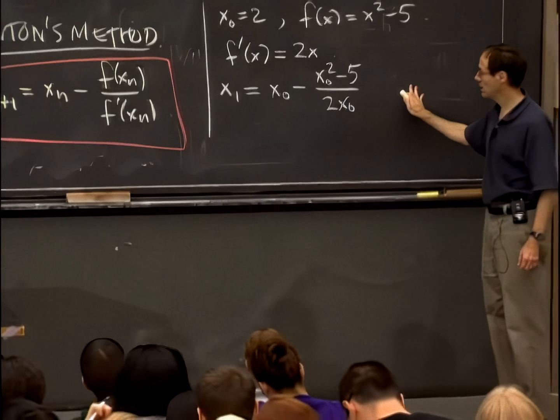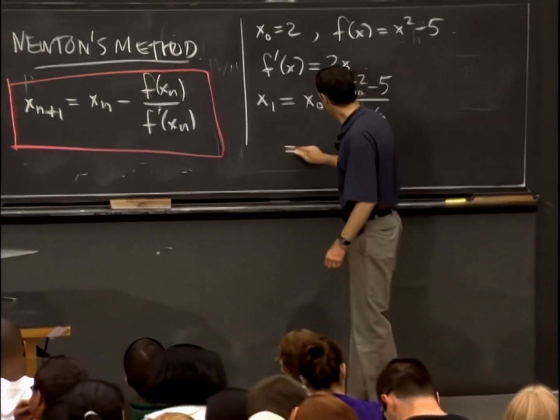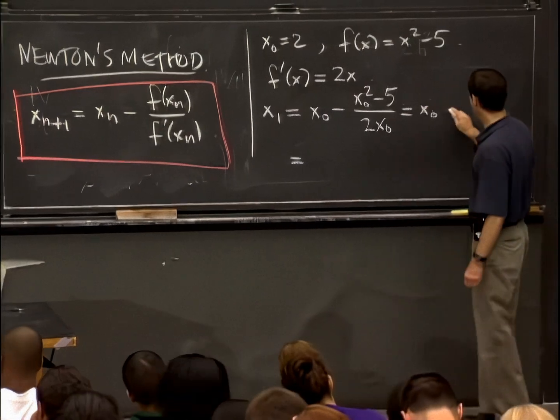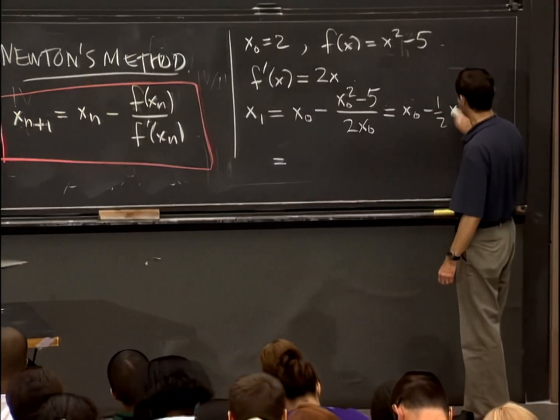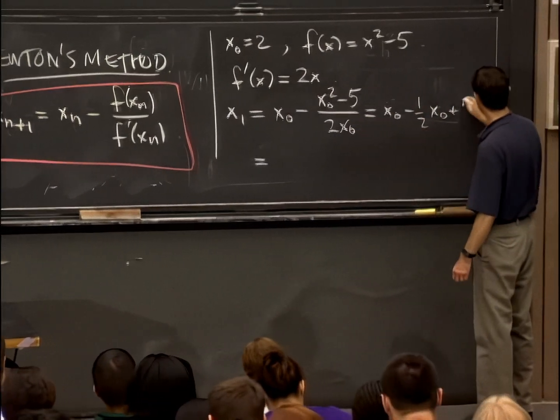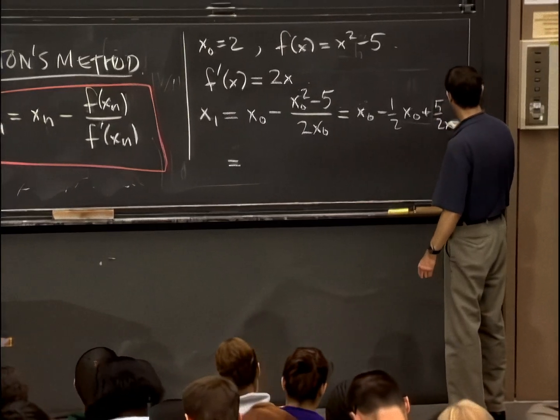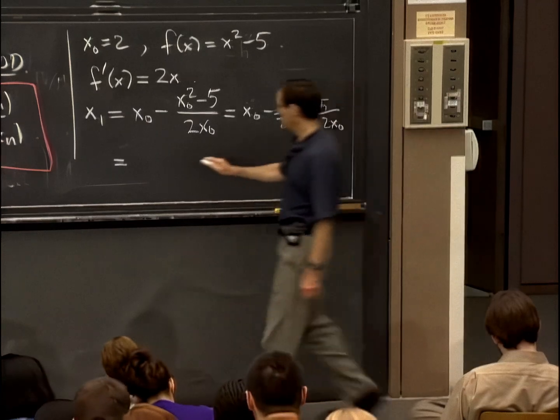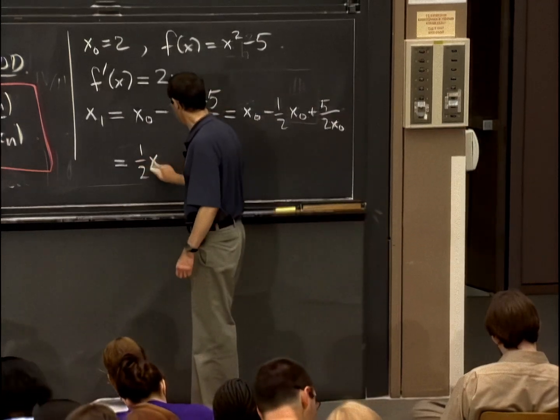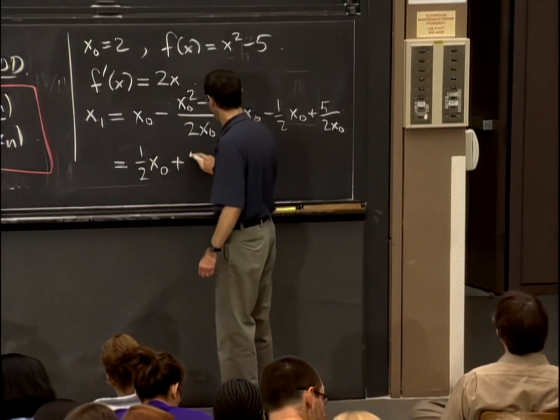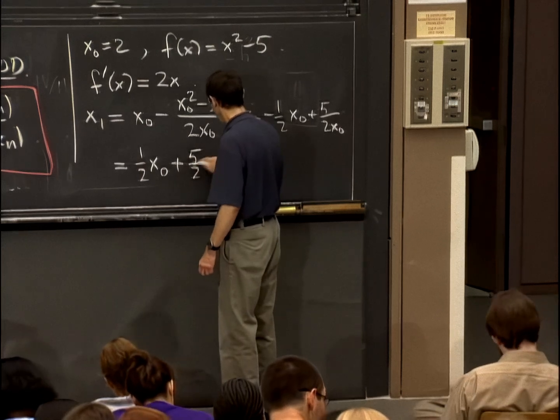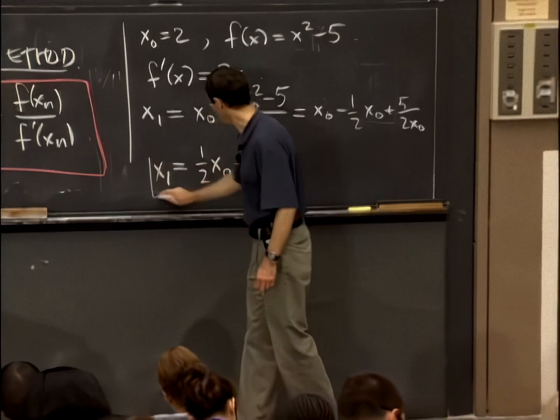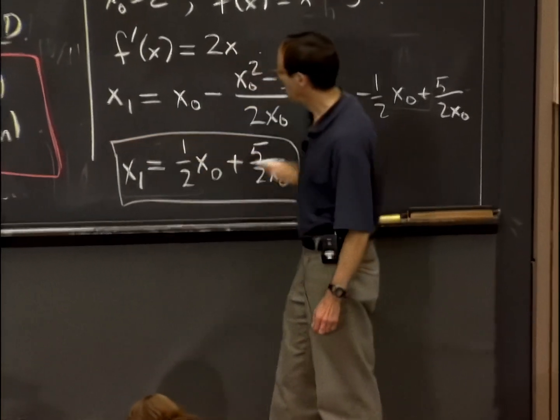All right? And so all told, let's work it out in two steps here. This is minus a half x0 for the first term, and then plus 5/2 over x0 for the second term. And these two terms combine. So we have here a half x0 plus 5/2 with the x0 in the denominator. All right, so here's the formula for x1 in this case.